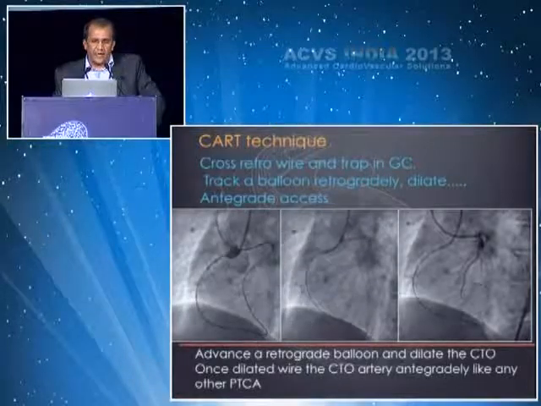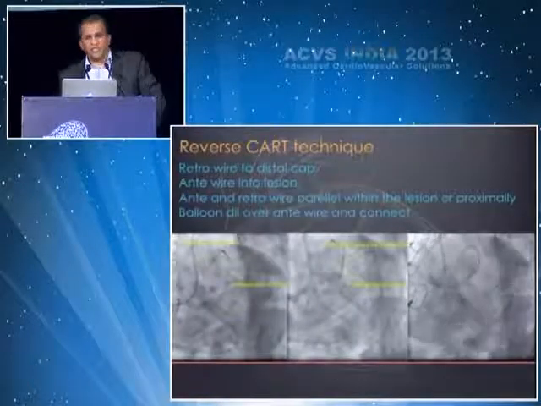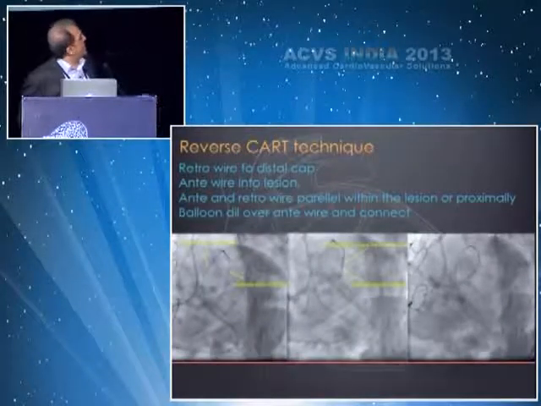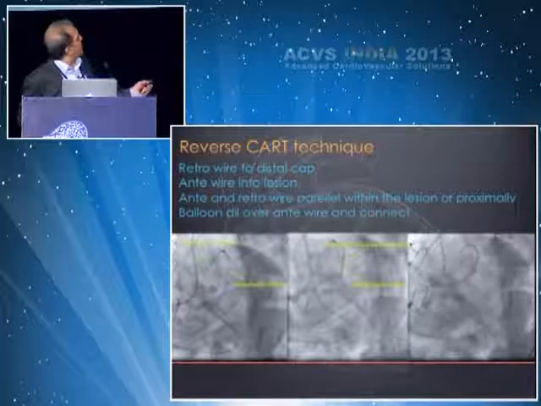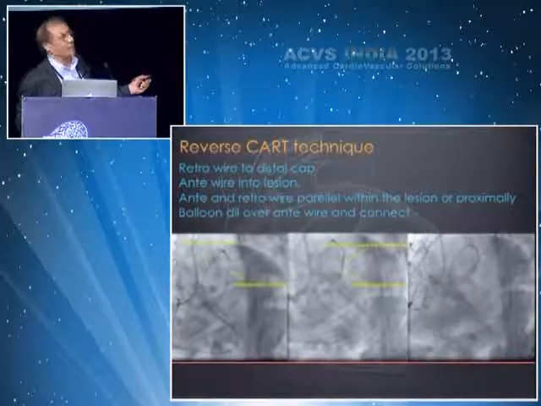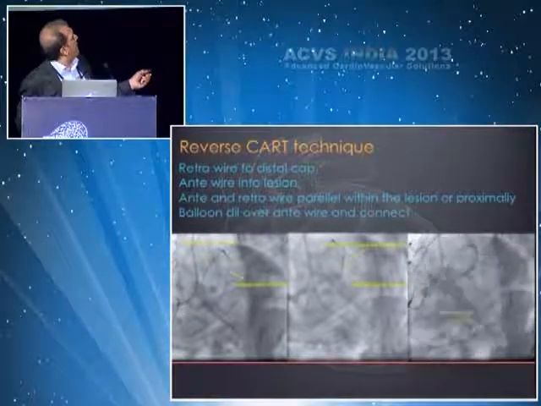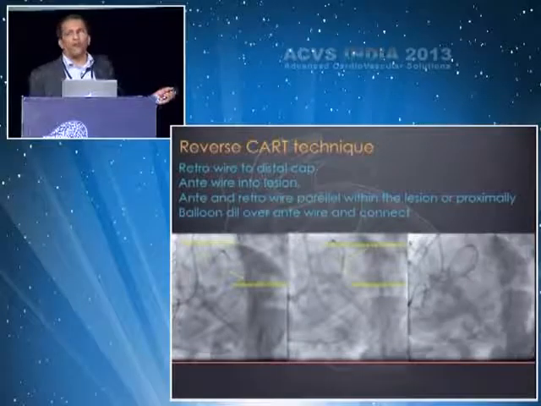This is the cart technique that we showed here. No, sorry, if it would move. The reverse cart. This is a case of an LAD that we had from the ostium, and what we did was, when we have the retrograde wire system coming into a false lumen, we have the antegrade wire going up, and the antegrade wire is within the CTO body.